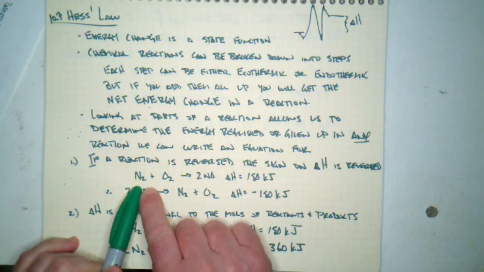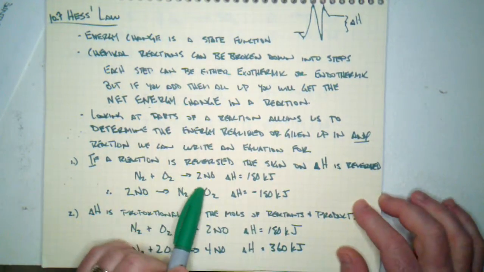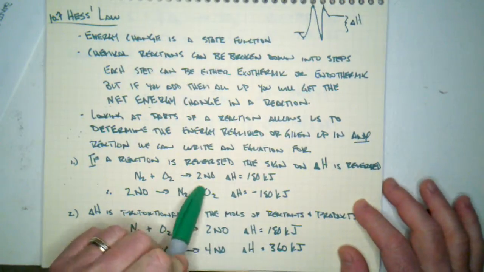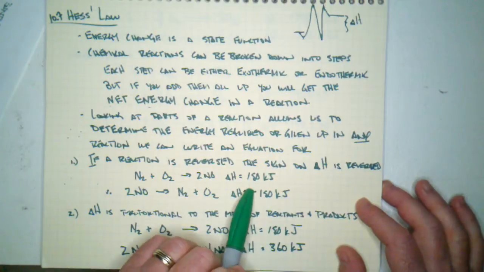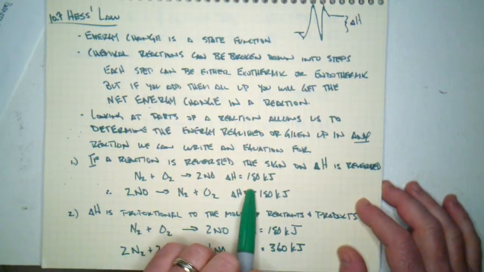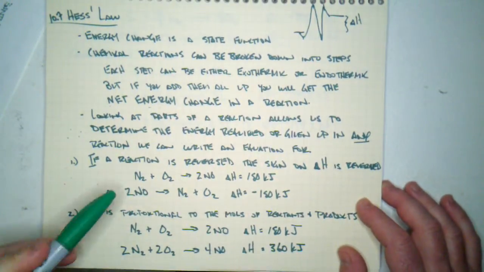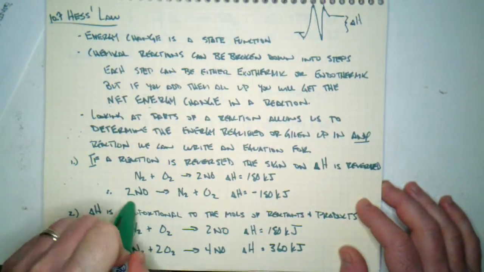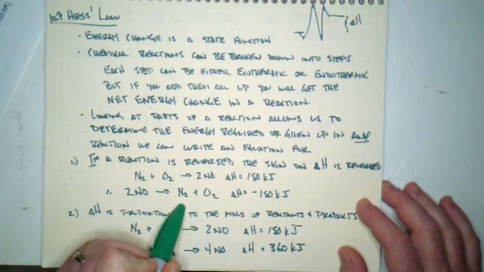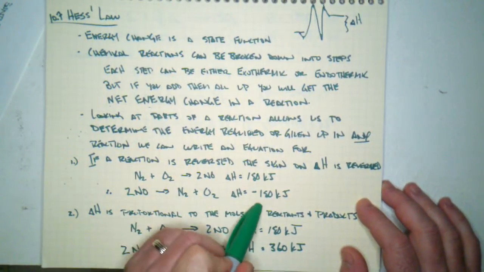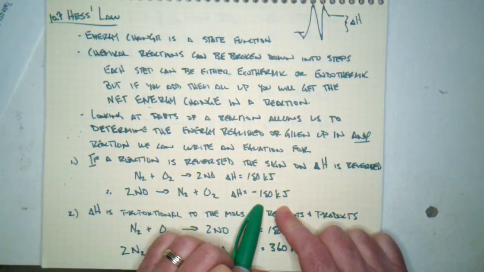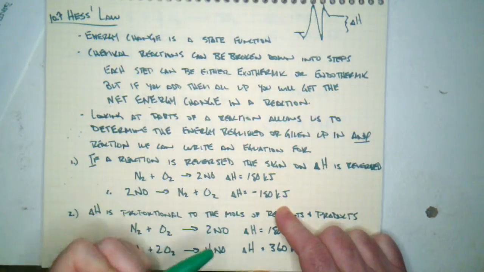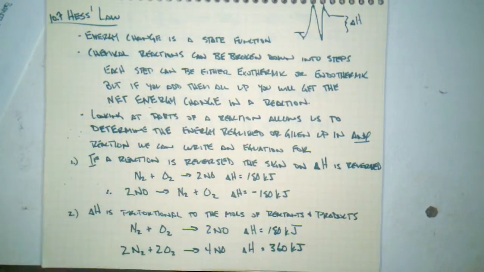So for instance, nitrogen plus oxygen yields 2 nitrogen monoxides. Now delta H for that reaction is 180 kilojoules. However, let's say the reaction goes the other way, and we have 2 nitrogen monoxides, and they break up into nitrogen and oxygen. Well, we still have the same 180 kilojoules. It's got to be transferred, but it just goes in the opposite direction now. So it's now a negative sign. So if we flip the reaction, we just have to change the sign on the delta H.